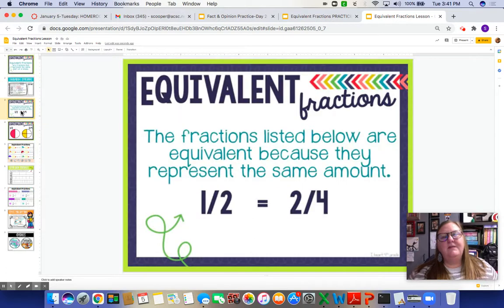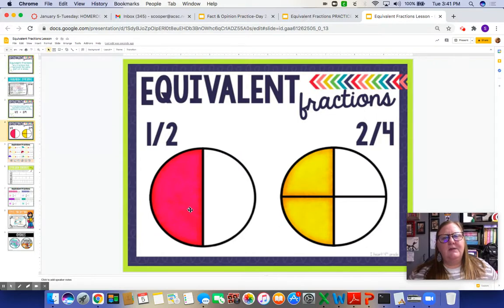So if we look at the next slide, it says equivalent fractions. The fractions listed below are equivalent because they represent the same amount. So a half is equal to or equivalent to 2/4. And that will make more sense when we look at the picture in the next slide. So here's a half, and here is 2/4.